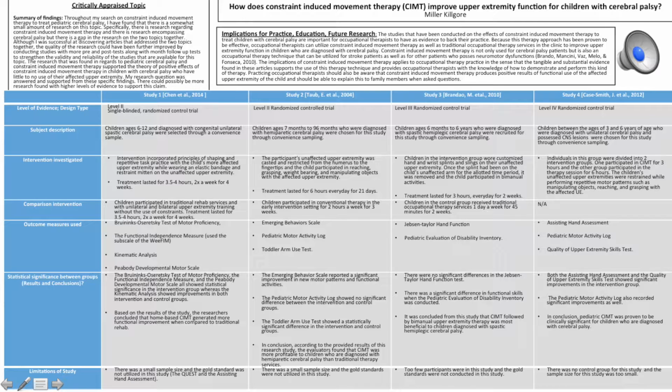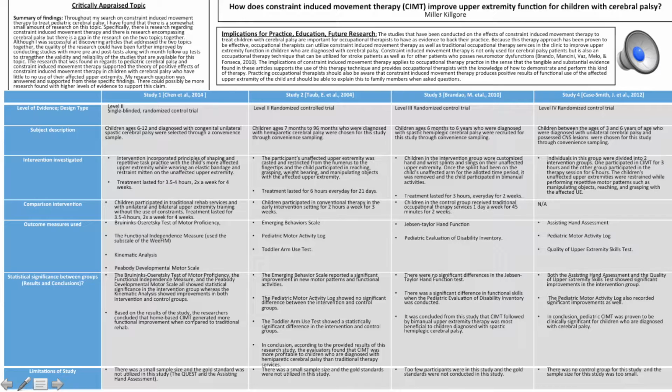The third study had children ages 6 months to 6 years who were diagnosed with spastic hemiplegic cerebral palsy, recruited through convenience sampling. Children in the intervention group had customized hand and wrist splints and slings on their unaffected upper extremity. Once the splint had been on for the allotted time period, it was removed and the child participated in bimanual activities. Children in the control group received traditional occupational therapy services.